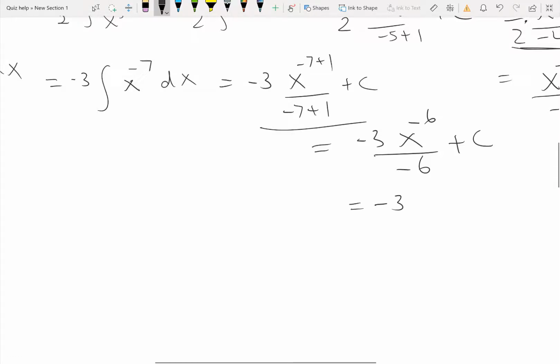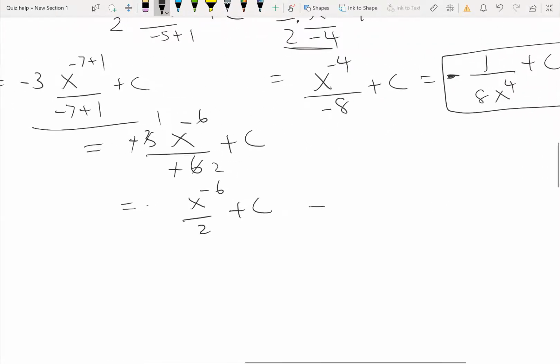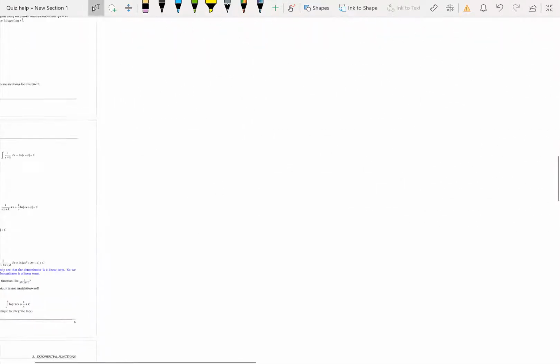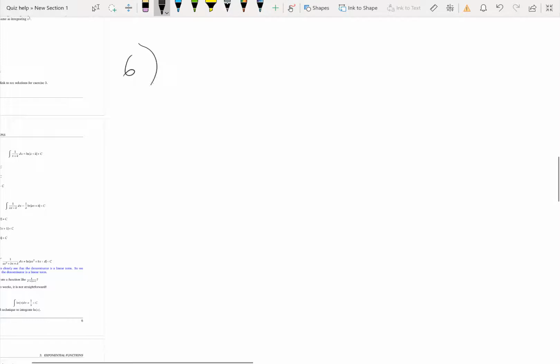So negative 3 x to the negative 6. Oh, so negative, this becomes positive. So let's get rid of that negative. 3 over 6, we can cancel out, so this becomes half, right? Half plus c. And we can take the x to the negative 6 to the denominator, so 1 over 2x to the 6 plus c. This is the answer.